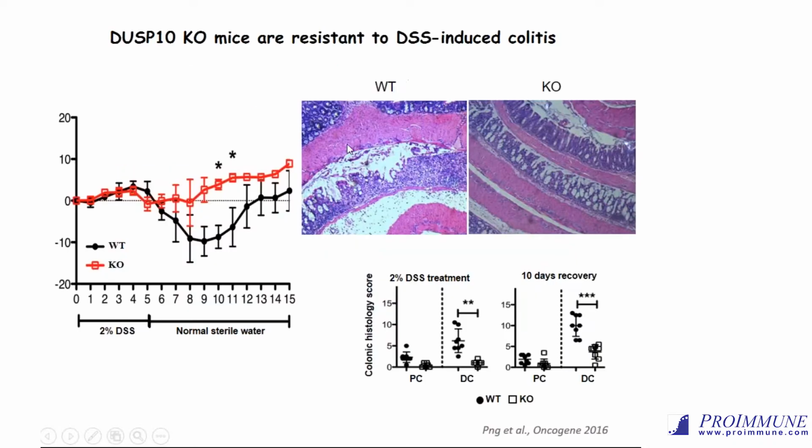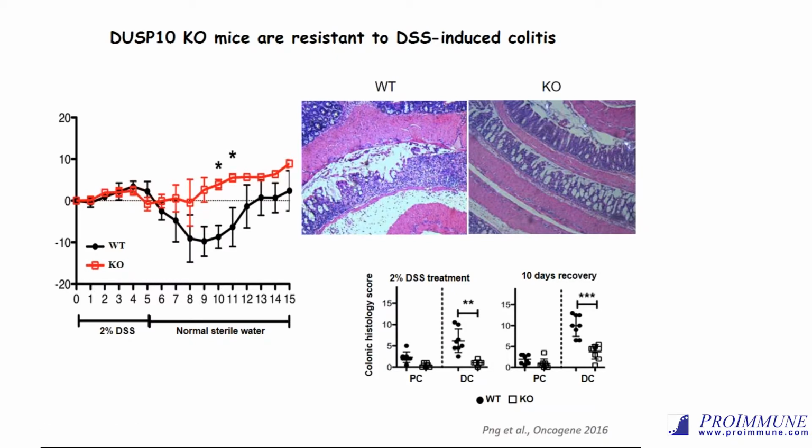So to address this, we applied DSS-induced colitis to both wild type and knockout mice. Originally, we expected that due to the inhibitory function of this molecule on inflammatory cytokines, the knockout mice might develop more severe disease. But surprisingly, we found that these knockout mice are actually more resistant to DSS-induced colitis.